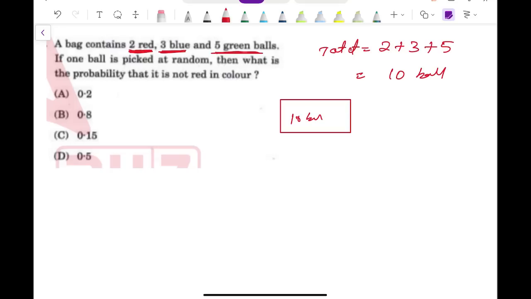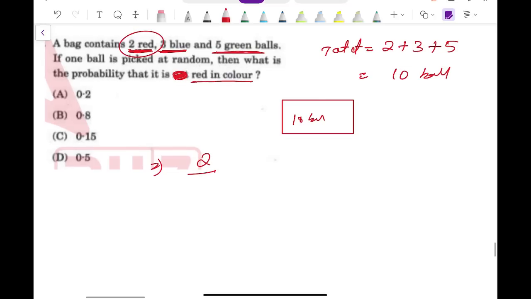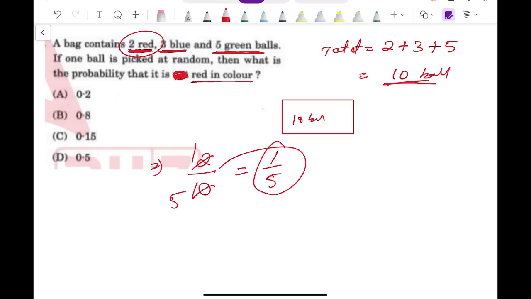If one ball is picked at random, what is the probability that it is not red? Let's say it is red. If it is red, then the outcome that you need is only red. So there are only 2 red balls that you need. The outcome that you need is only red, so which is 2 divided by total how much? There is a total of 10. So the probability here is nothing but 1 by 5.